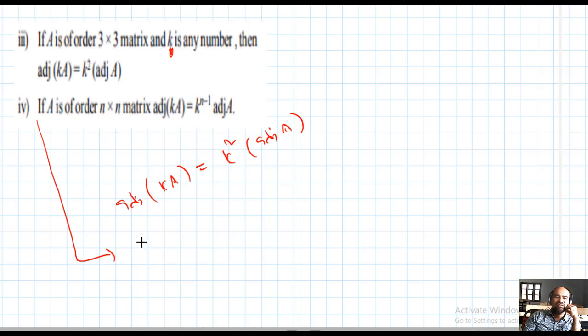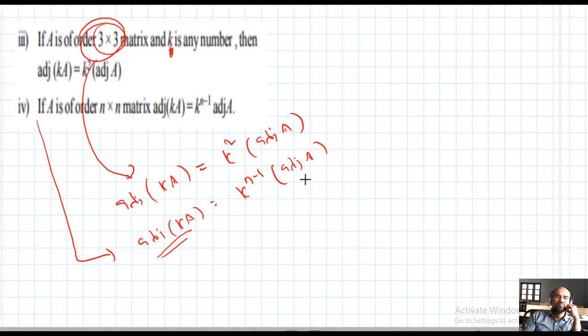What is the generalization? In this example, it is 3 by 3. Now for n by n: what is the adjoint of KA, where A is an n by n matrix and each element of A is multiplied by K? The resulting matrix's adjoint is equal to K power n minus 1 into adjoint A. Okay.